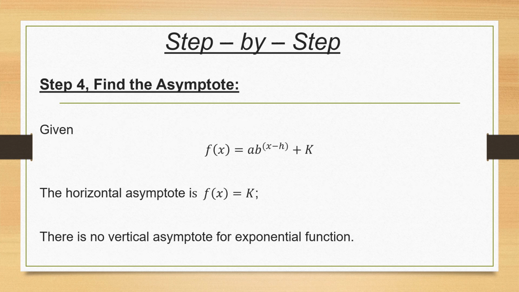So step 4 is to find the asymptote. Given this function, the horizontal asymptote is going to be f(x) = k, because the asymptote is a line that the function cannot cross, and it can't cross because a number to the power of a number can't be equal to 0. So if you assume this is 0, we can find the asymptote. Now there is no vertical asymptote for an exponential function, because the exponent can be anything ranging from negative infinity to positive infinity, so there's no limit to x.